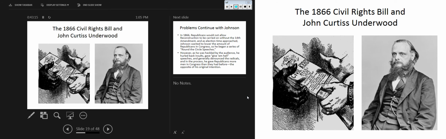What would we call a person who had come from the north to the south, either before, during, or after the Civil War, and took advantage of political, economic, or personal gain? A carpetbagger. Very good. John Curtis Underwood is an example of a carpetbagger.